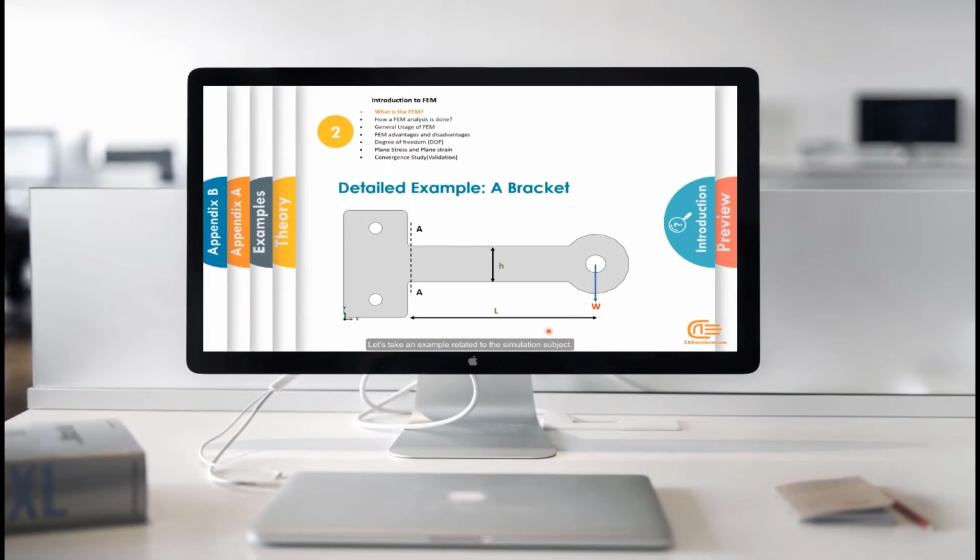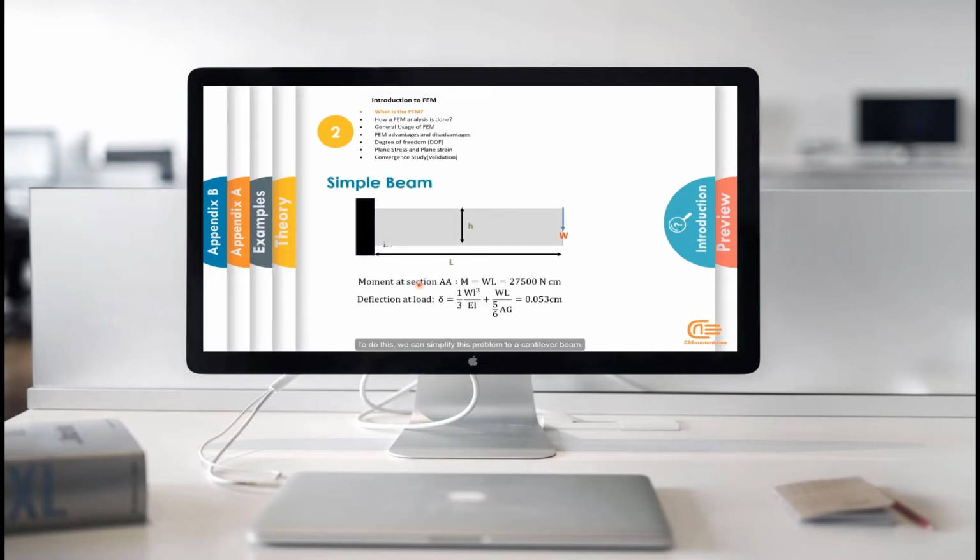Let's take an example related to the simulation subject. Assume that the left side of the structure is fixed by these two holes and a force is applied to the bottom of right hole. And we want to calculate the amount of torque or stress in section AA. To do this, we can simplify this problem to a cantilever beam.